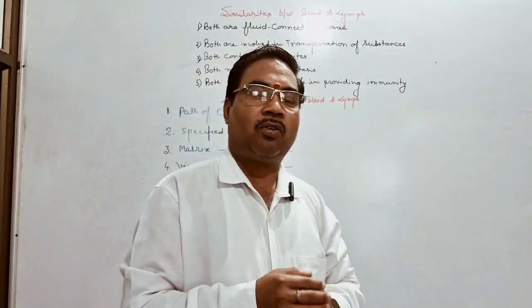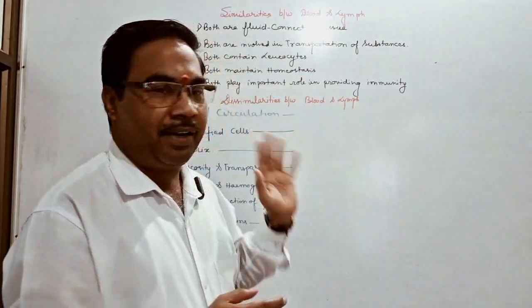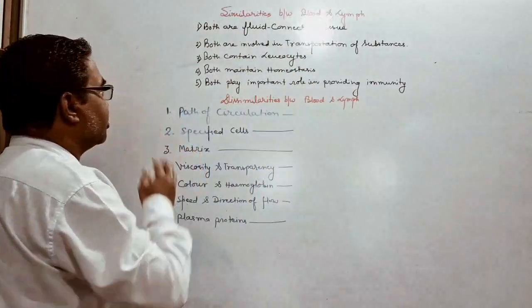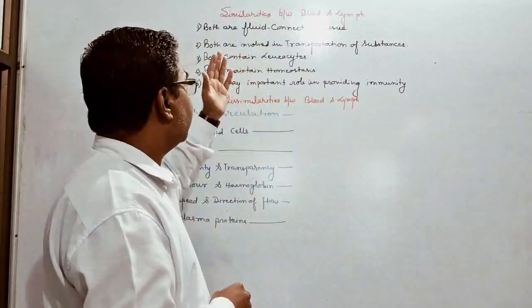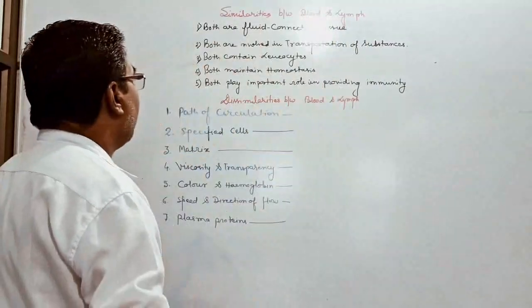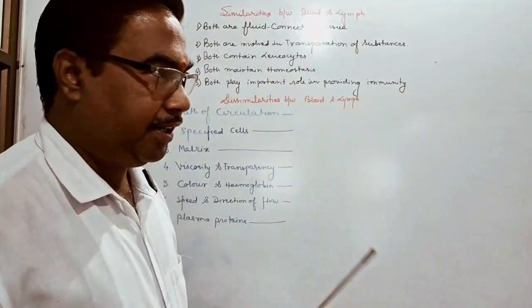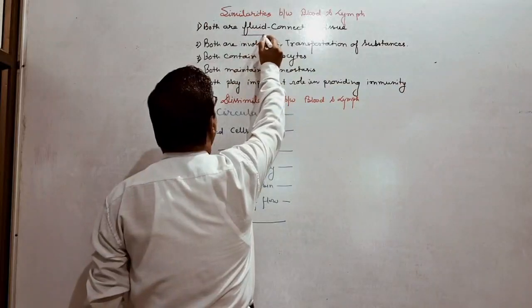Why are these two called vascular? What are the similarities and what are the differences we are going to study? Let's continuously focus on the point. First, we have to discuss the similarities. Both blood and lymph are fluid connective tissue. By fluid connective tissue, it gives you the information that it is fluid.